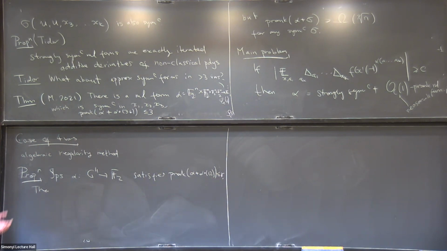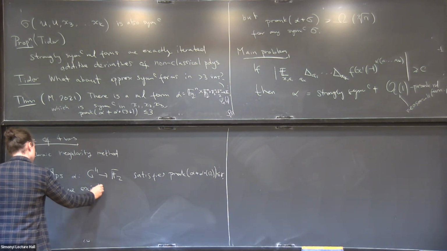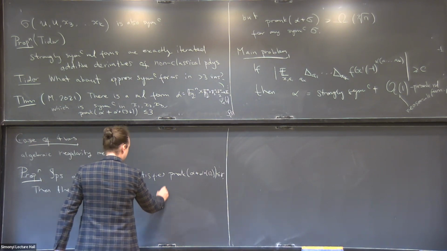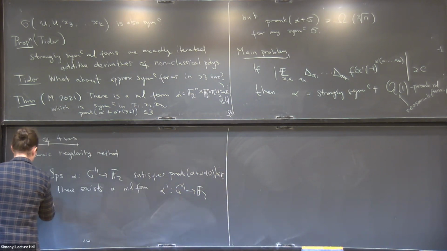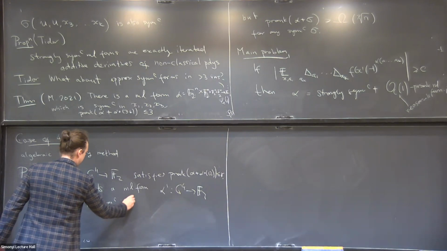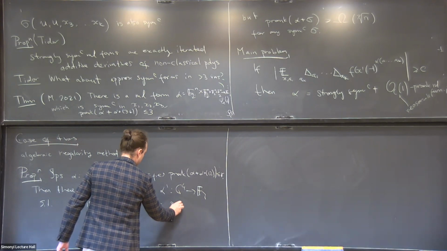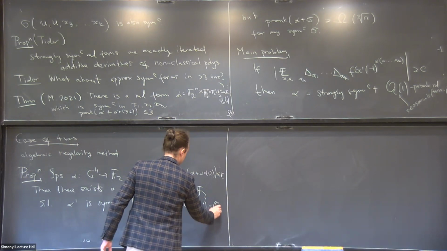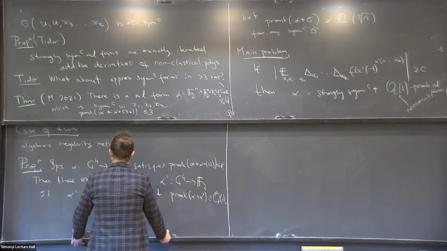So then there exists a multilinear form alpha prime, also in four variables, such that alpha prime is symmetric in the first two variables, and the partition rank of the difference between alpha and alpha prime is small. The bound is a number of exponentials, maybe two exponentials. Maybe for four variables this can be even more efficient, but that's it.